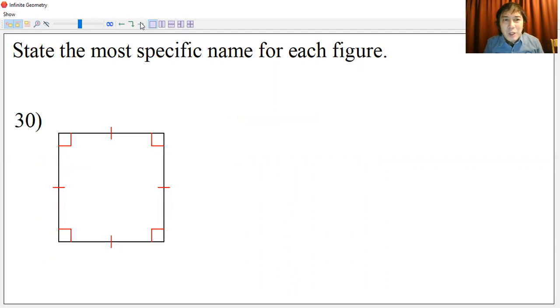State the most specific name for the figure. Okay, we have a four-sided figure, all sides equal, all angles 90. This must be the square. Okay, so this is just a square. A square is a rectangle. At the same time, it's a rhombus. So it's a special quadrilateral. It's a combination of rhombus and rectangle. Is it a square? Yes.